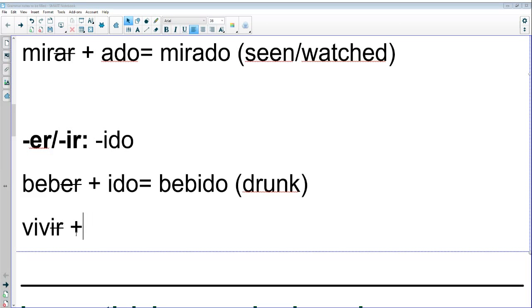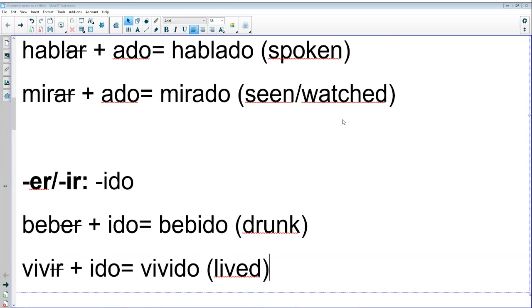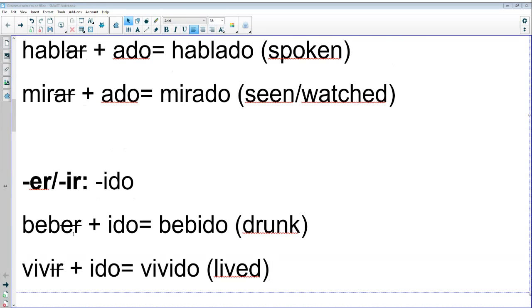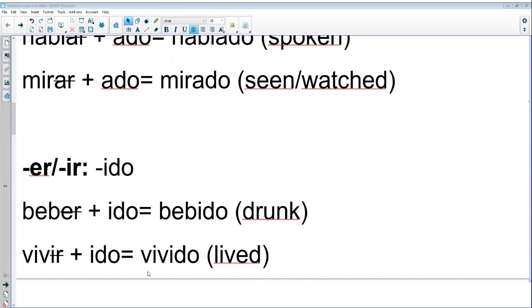Again, we start out with our full infinitive verb. We take off the IR. Again, we are going to add ido. And we end up with vivido, which means lived. Okay, so those are regular past participles. For your ARs, start with the infinitive verb, take off AR, add ado for hablado. For your ERs and IRs, start with your infinitive verb, take off either the ER or the IR, add ido, and you end up with your regular past participles.